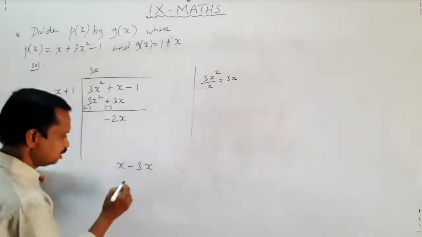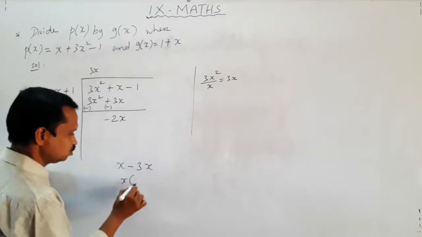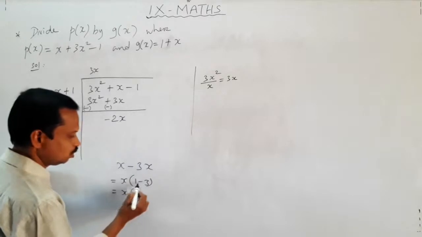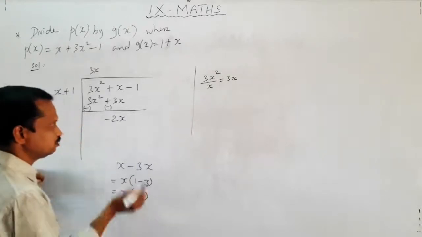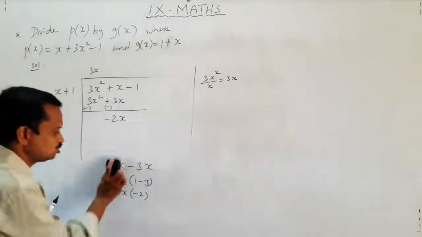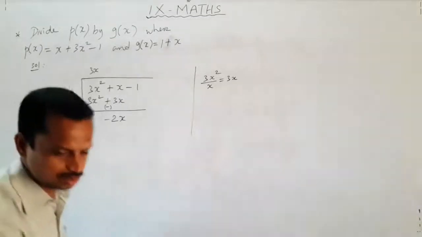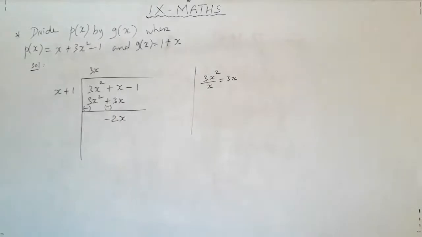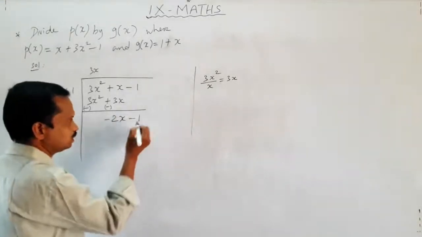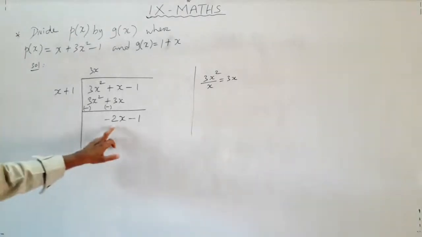So you see here, x minus 3x. This is minus, okay. So x is common. So 1 minus 3, clear? So x into 1 minus 3 is minus 2. So it becomes minus 2x. We cannot do every time like this. We have to understand the numerical as it is, and the term is x. So directly we can put minus 2x. And this is minus 1. So now this is minus 2x.